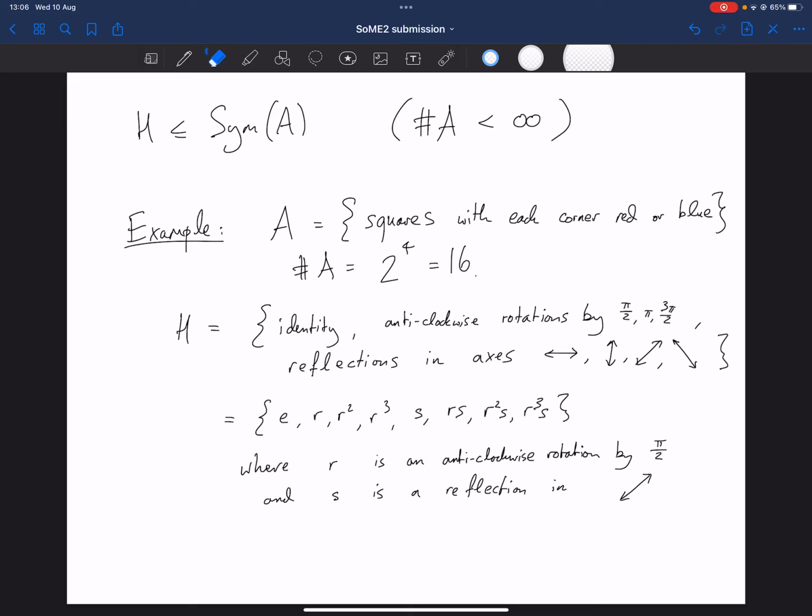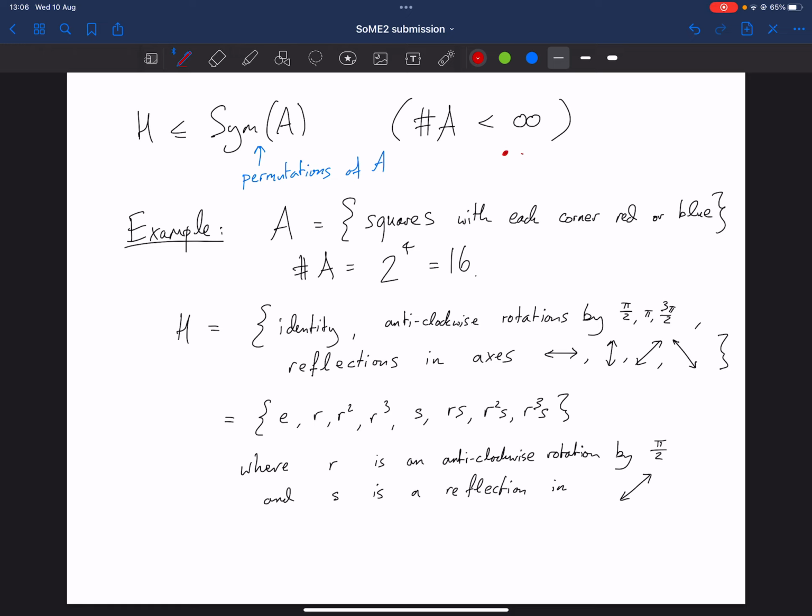We are going to be working with H, a subgroup of the symmetry group of A, where A is a finite set. Let's go over what that means. Sym A is the set of permutations of A. The fact that H is a subgroup means, well, it's a subset, so we're not thinking about all of the permutations of A, just some distinguished ones.